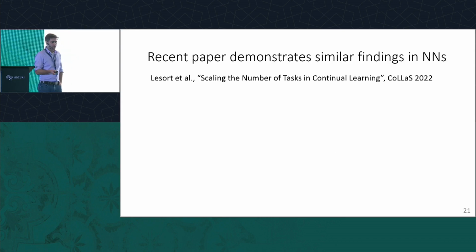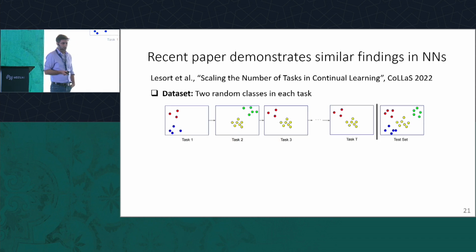Okay, so how is this relevant for practice? This is, for example, a recent paper, scaling the number of tasks in continual learning, that showed that if you do use task repetition, you don't have much forgetting. What they did there, they chose 2 classes. I think it's from CIFAR, 2 classes from CIFAR. Each task is 2 classes. And then these are the different tasks, and then the test set was on all the classes together.